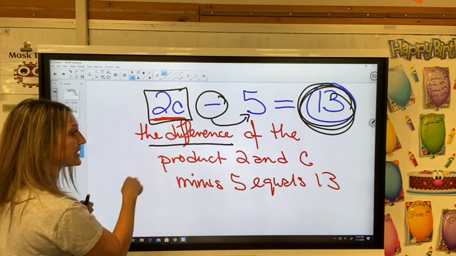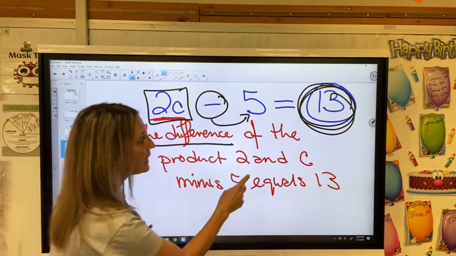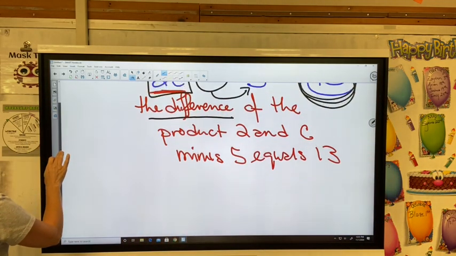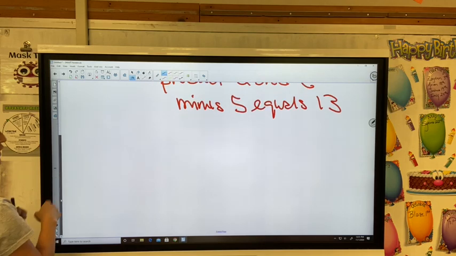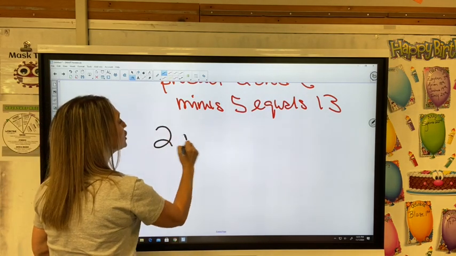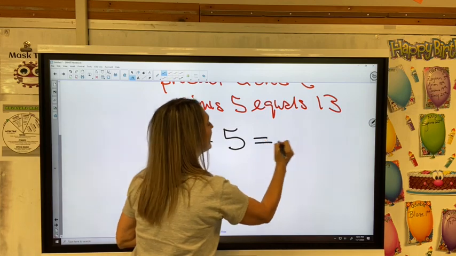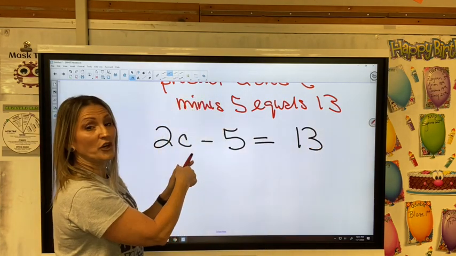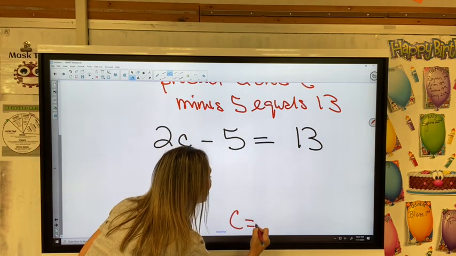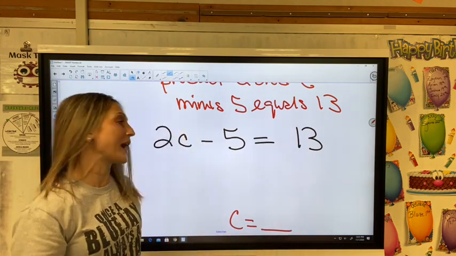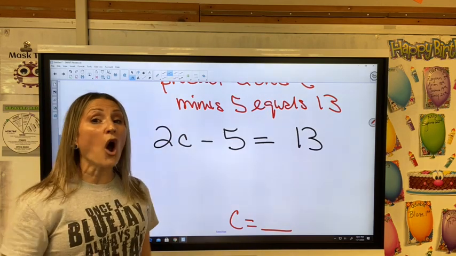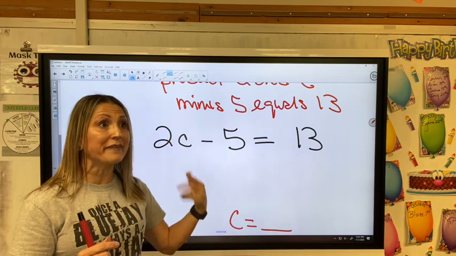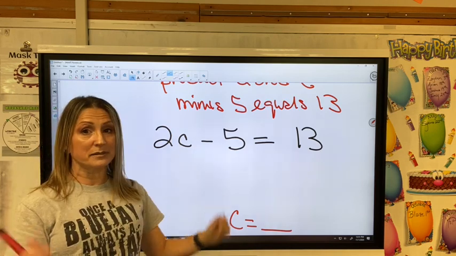And I'm going to scroll this down and show you how we use our information to figure out what C is. So my problem started off with 2C minus 5 equals 13. Well, they have given me the solution, but I still don't know what C is. So when I get done, in the end, I should be able to figure out what C is. So you always want to get C by itself. That's the big part about algebra. You're trying to find the unknown, and this unknown happens to be C.